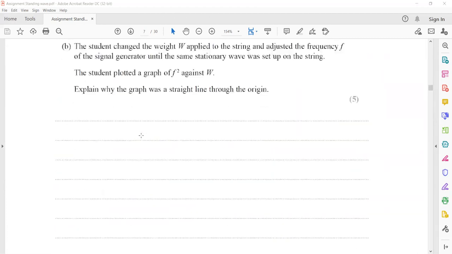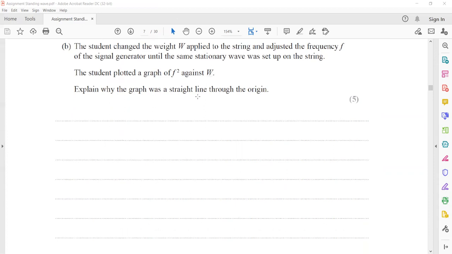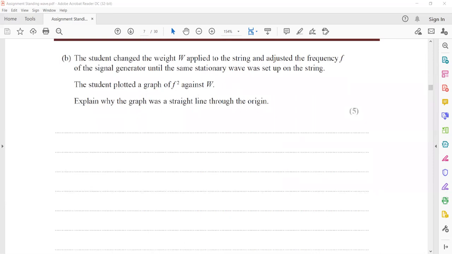Then the next part, a student changed the weight applied to a string and adjusted the frequency of the signal generator until the same stationary wave was set up. The student plotted a graph of f squared against W. Explain why the graph was a straight line passing through the origin. So we have to adjust the equation so that, in the graph between f squared and W, the gradient should be constant, so we can say that it is a straight line which is passing through the origin. So how can we work this out?